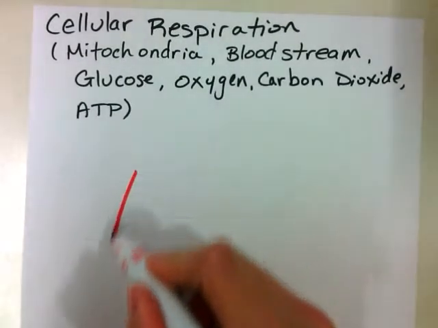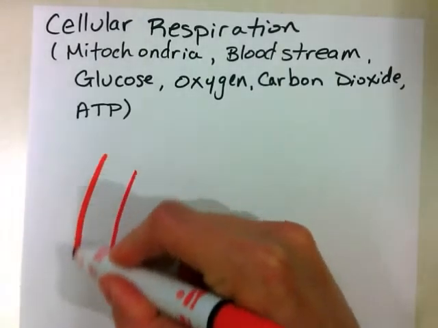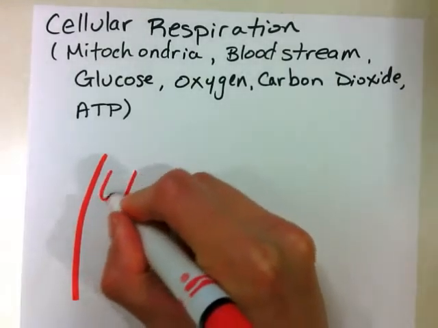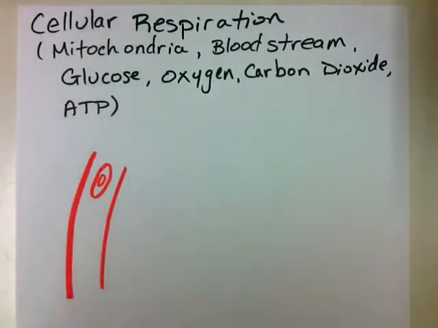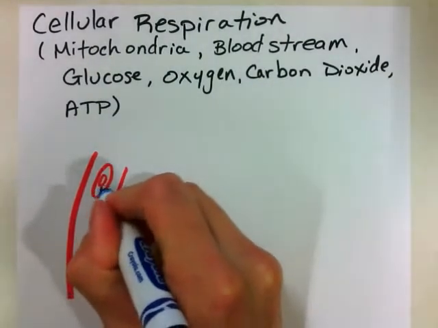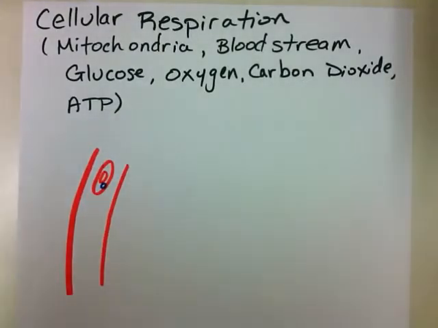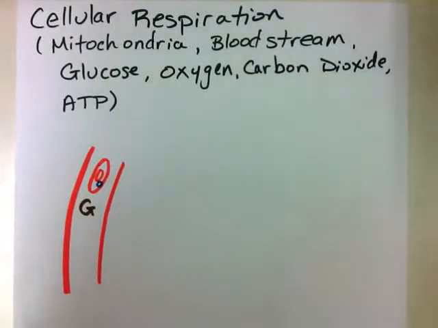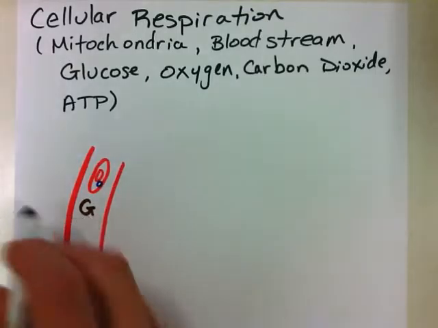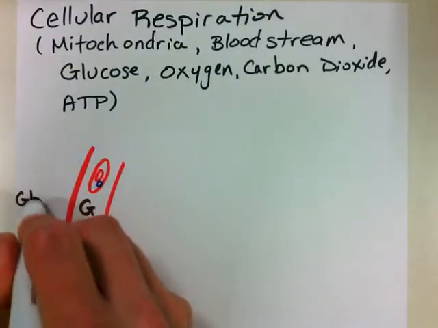This is very similar to the other video we watched earlier, where inside the bloodstream we have our blood cells, and inside those blood cells we have our oxygen. Also inside the bloodstream we have our glucose. Glucose comes from the food that we eat. So the G is my glucose. I'm going to label that right now.